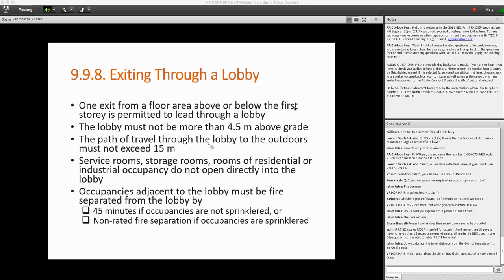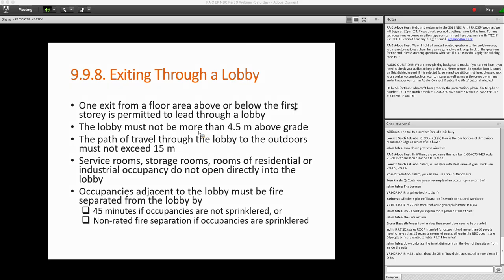One exit from a floor area above or below the first story is permitted to lead through a lobby. In the event that you have an exit stair discharging through a lobby, the lobby must not be more than 4.5 meters above grade. That is the first requirement. The second is that once you open your exit stair into the lobby, the travel distance from the door opening into the lobby to the exterior doorway from the lobby shall not exceed 15 meters.